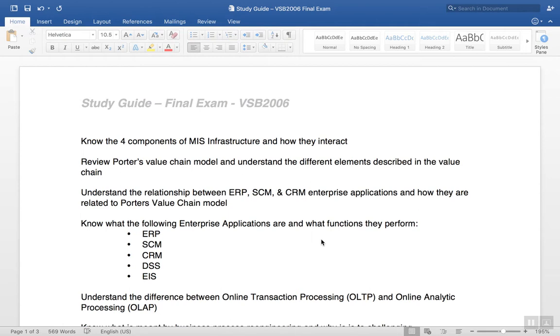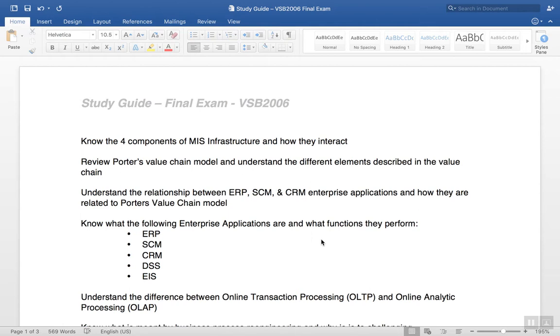You want to go back and review the core enterprise applications we talked about. ERP systems basically handle core business processes. Supply chain management systems deal with the relationship between the organization's value chains and the value chains of the suppliers. The CRM deals with the relationship between the organization's value chains and the value chains of the customers. So SCM is pointing backwards, CRM is pointing forwards.